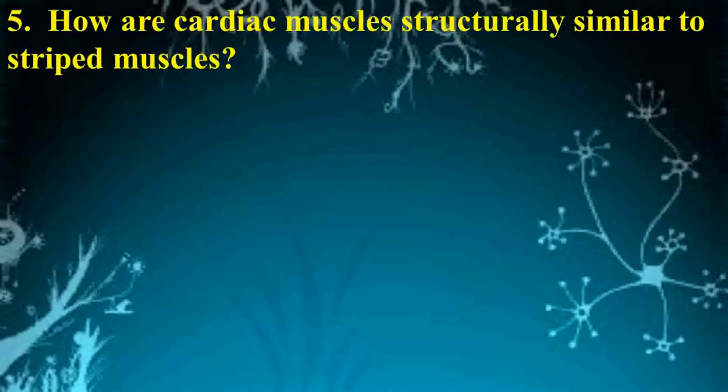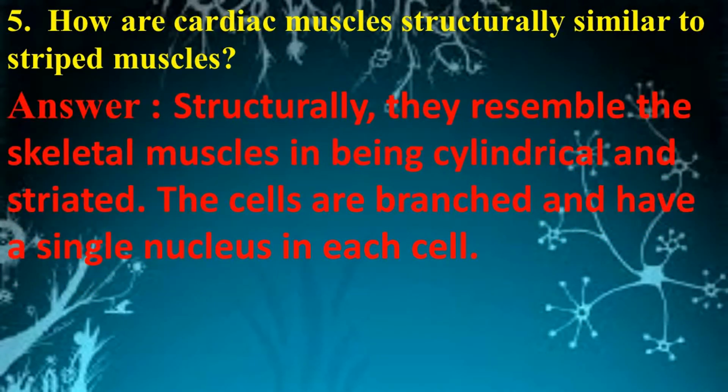Next question. How are cardiac muscles structurally similar to striped muscles? The answer is: structurally they resemble the skeletal muscle in being cylindrical and striated. The cells are branched and have a single nucleus in each cell.